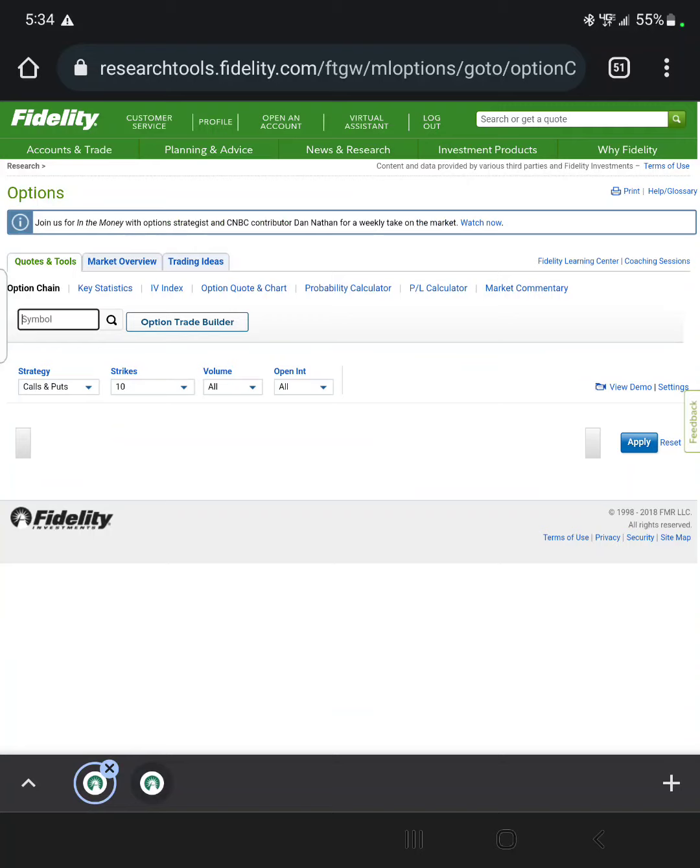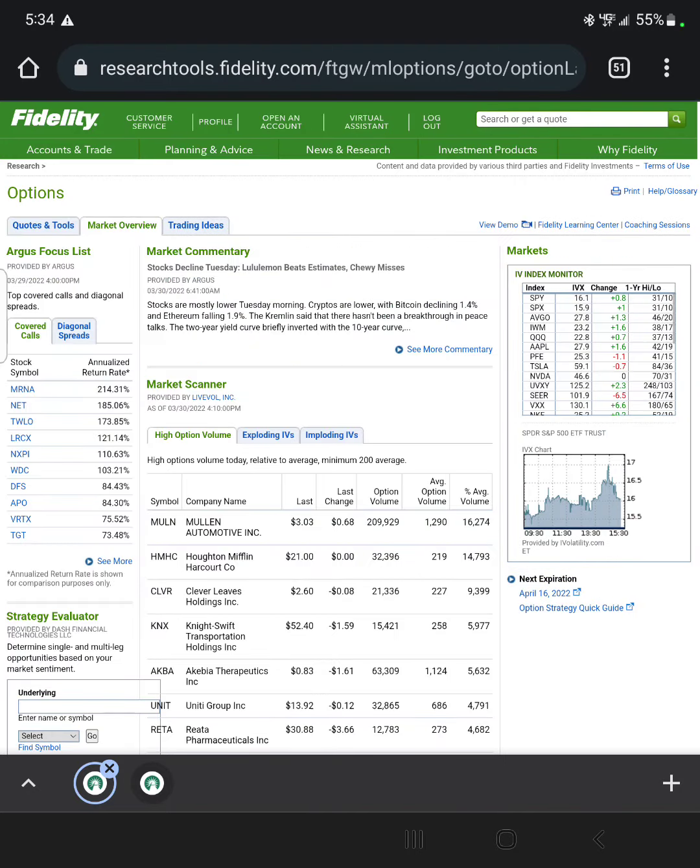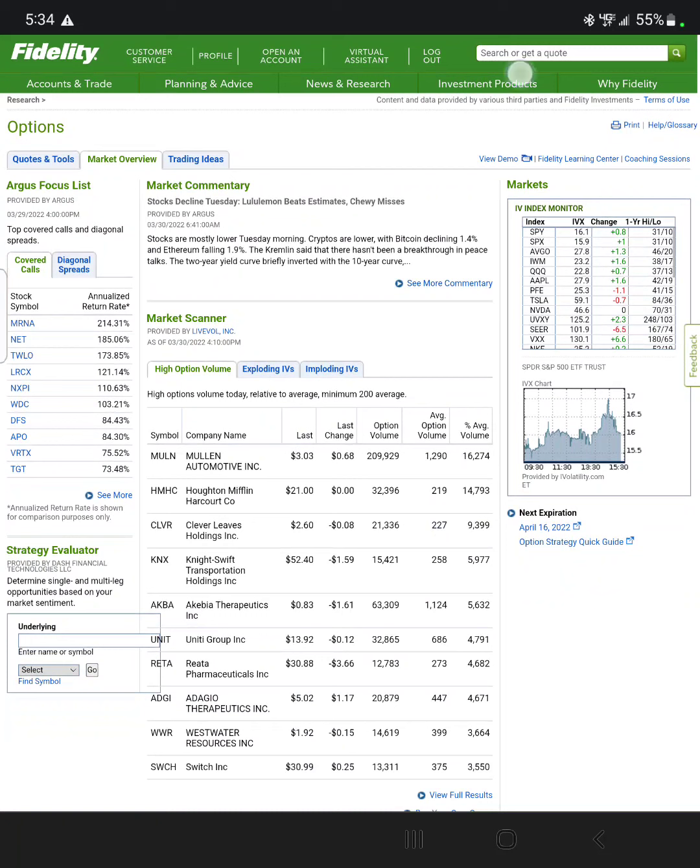And once you get this page, you just go to market overview, and then you'll be presented with things that have exploding implied volatility or imploding implied volatility, meaning that the volatility is going down.